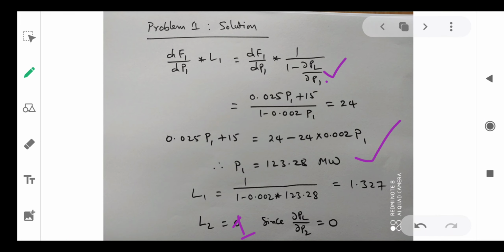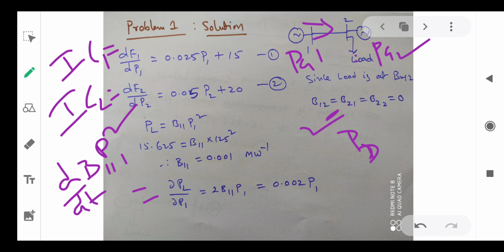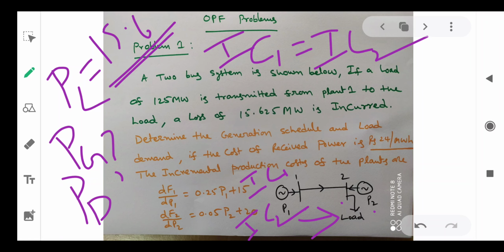For the problem number 1, let us review that problem. This is the given problem. IC1 into lambda 1 equal to IC2 into lambda 2 is the coordination equation for transmission line losses considered. Load is located at plant 2. P1 and P2 are the generation sets, plant 1 and 2 respectively.